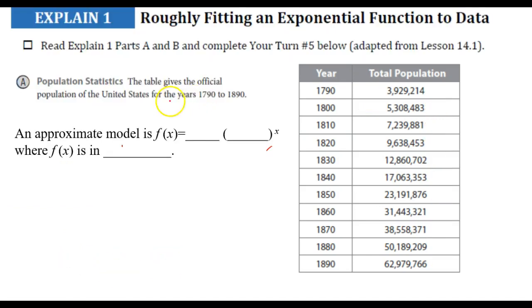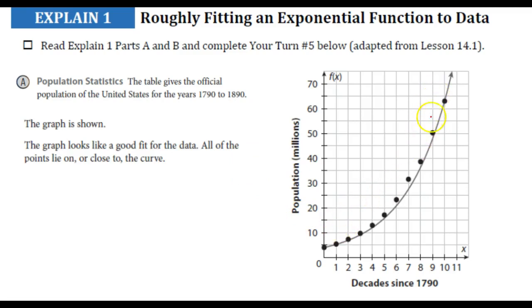So let's go ahead and write our model. Instead of writing this very large number, we can write it in the millions, so we can round 3,929,214 to about 3.93 million. And our b value was about 1.32. Okay. On the next slide, they do graph this line for us, which is kind of a good fit. You can see some points are a little off, but for the most part, it follows that trend.